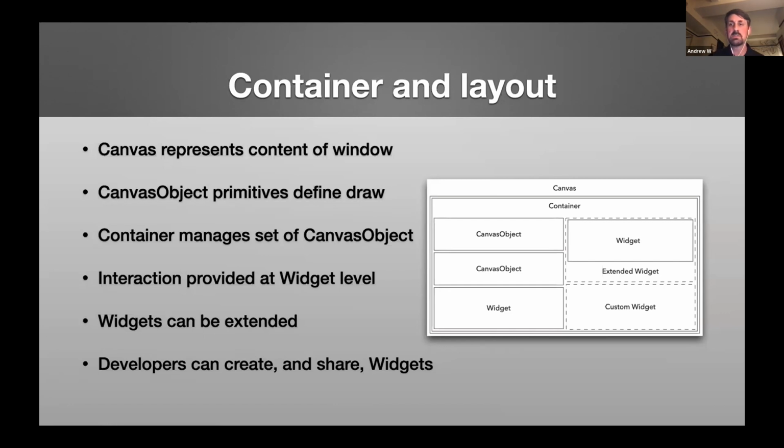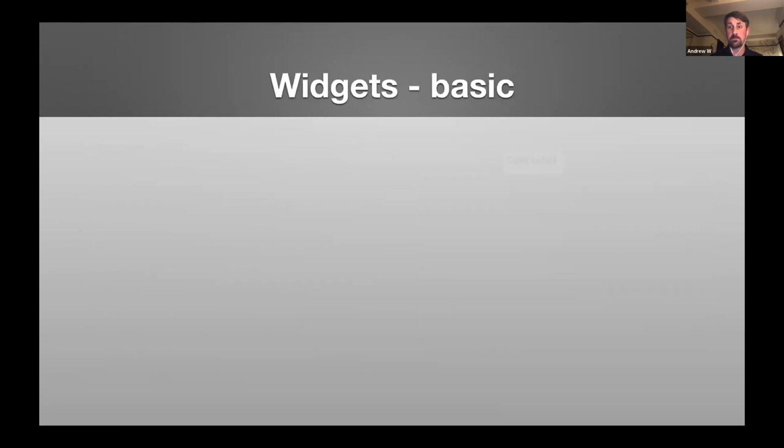And apologies, I seem to have two different slides combined into one there. You can see in the diagram there, we have a container with multiple things. There's some canvas objects, there's some widgets, and we can also provide our extended or custom widgets inside the container, because the inheritance approach just allows it all to work together.